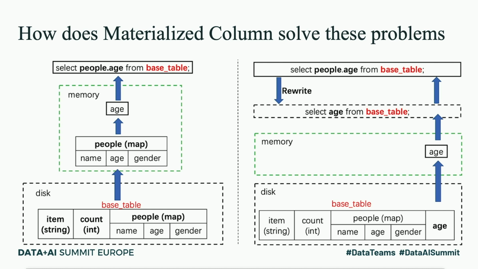So we do not need to read out the whole people, the whole map column into memory. Instead, the Spark SQL only needs to read out the age column. The age is in integer type, so we can use the vectorized read, and also we can use the filter pushdown. So the performance is improved.